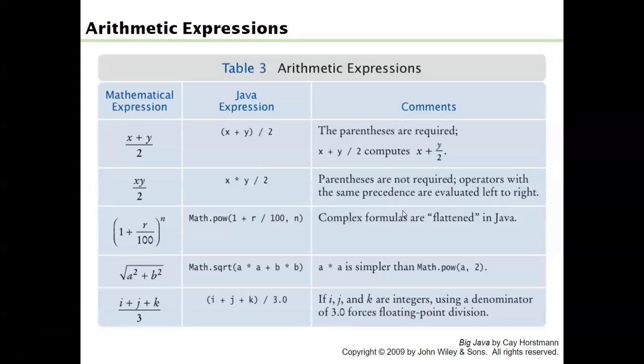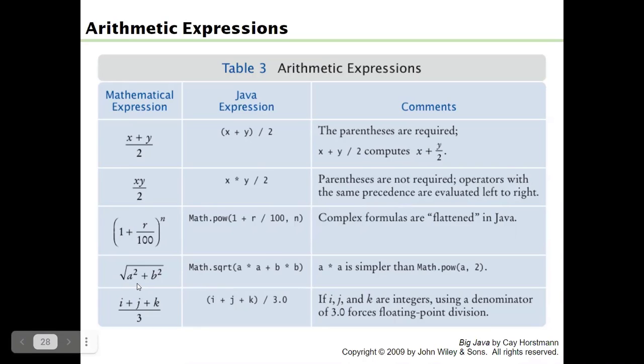So complex formulas are flattened. Okay, so this formula has lots of different parts to it. It's got an outside part, an inside part. It's got a division inside. Basically, it gets flattened and put on the coding line, and it looks like that.